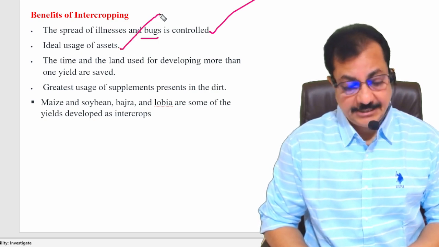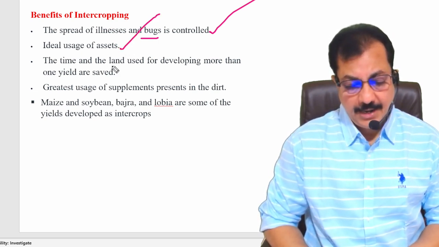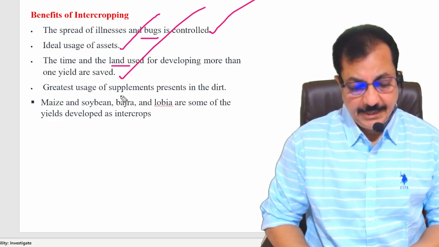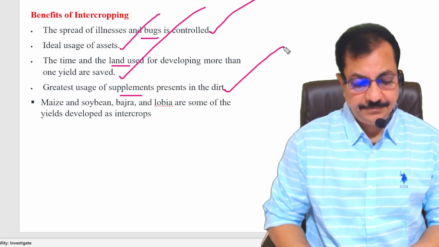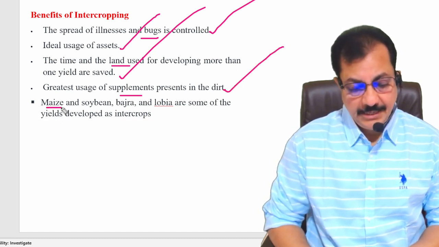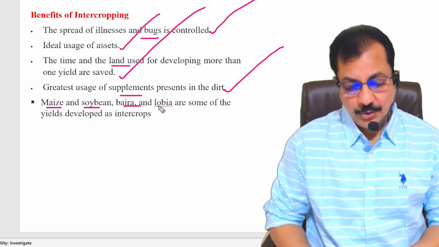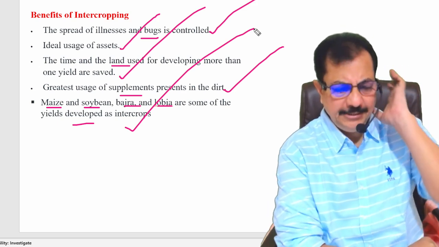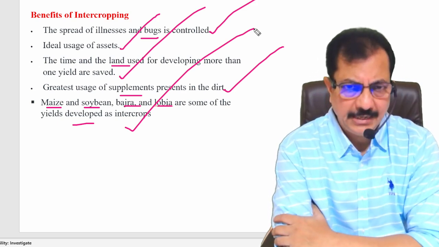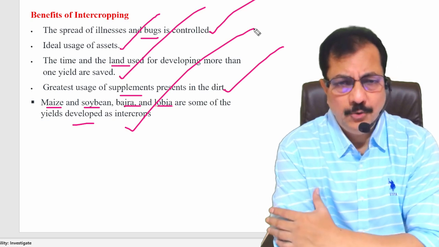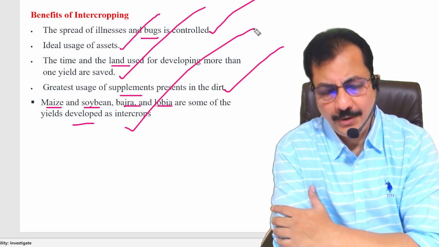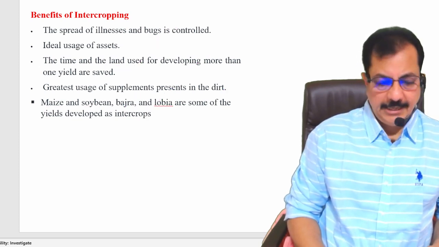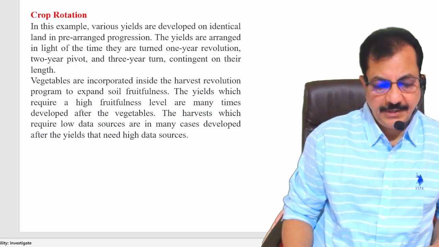Ideal usage of the assets, right? The time and land used for developing more than one yield are saved. Greatest usage of supplements present in the dirt, right? If you look at maize, soybean, bajra, lobia, these are some of the yields developed as intercrops. Mostly some of you are aware of agriculture, and definitely how exactly this pattern system is going on, and this is common throughout the country. Next, so these are the benefits of intercropping.